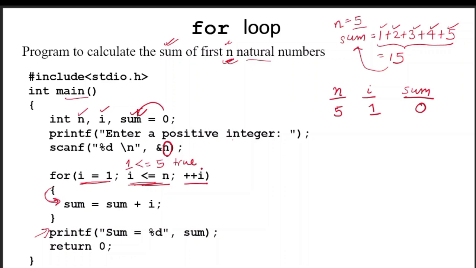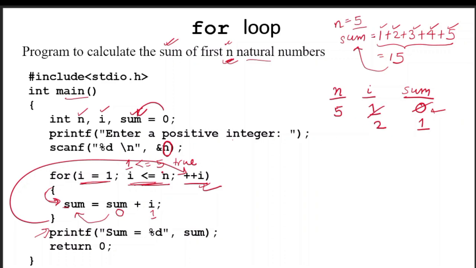We are not going to update the i value now. First we will enter the for loop body. sum is equal to sum plus i. What is the value of sum now? 0, you can see here. And the i value is 1. So 0 plus 1 is 1, and this value is stored in sum. So the sum value becomes 1. Now there is no more statement in the for loop body, so we come over here and update the i value. Now your i value is getting updated.